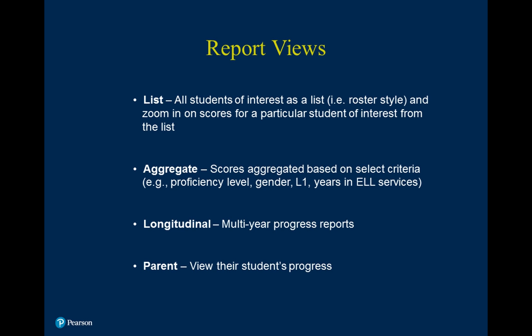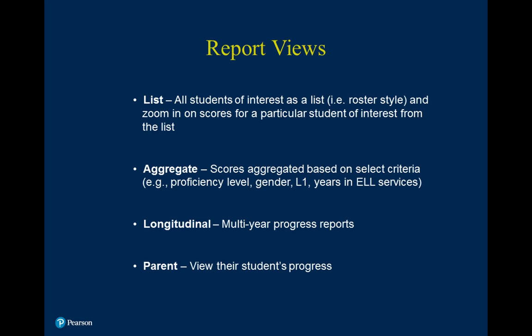So moving on into reporting, we have two main types of reports. We have the list report, and then we have an aggregate report. The list report is going to be more of that roster style type of report. It's going to list all your students in the class, and it's going to give you the ability to zoom in on scores for a particular student that you're interested in viewing in the list. And then we have the aggregate report, and those are going to give you aggregated scores based on selected criteria that you may choose: proficiency level, gender, years in ELL service, as you see there.